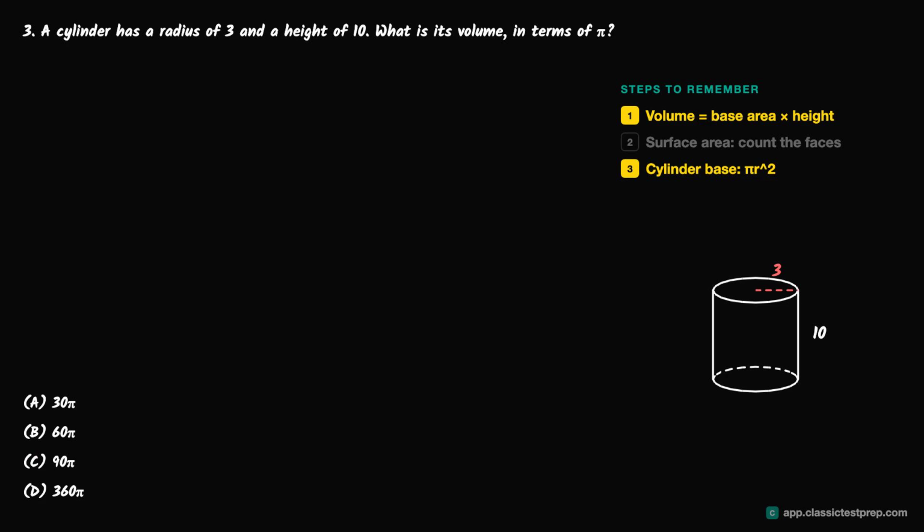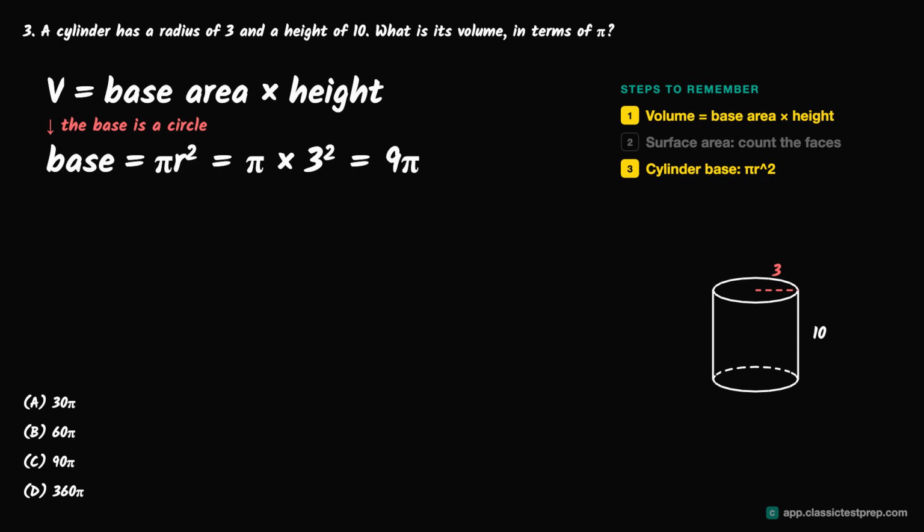And we have a cylinder, the famous can of soup shape. It has a radius of 3 and a height of 10. What is its volume expressed in terms of pi? So the same master rule applies as in question 1. We want the area of the base multiplied by the height. So what's the base of the cylinder? Well, the base of a cylinder is a circle, so the area is pi r squared. Pi times 3 squared is 9 pi. Now multiply that by the height, which is 10, and you get 90 pi.